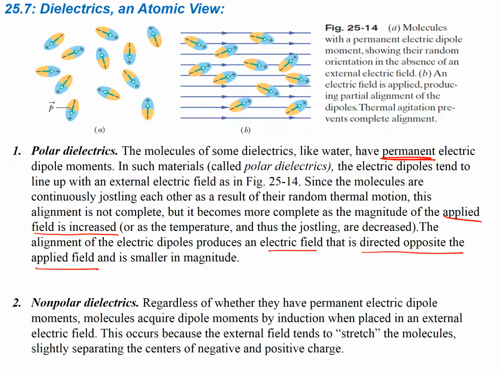Now, you also have nonpolar dielectrics. Regardless of whether they have permanent electric dipole moments or not, the molecules acquire dipole moments by induction when placed in an external electric field. This occurs because the external field tends to stretch the molecules, slightly separating the centers of the negative and positive charge. And we saw that in the previous chapter, where the electrons kind of get pushed and the protons get pulled, or vice versa, and you create this sort of temporary dipole.